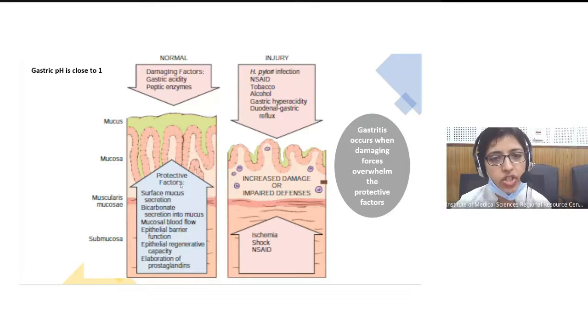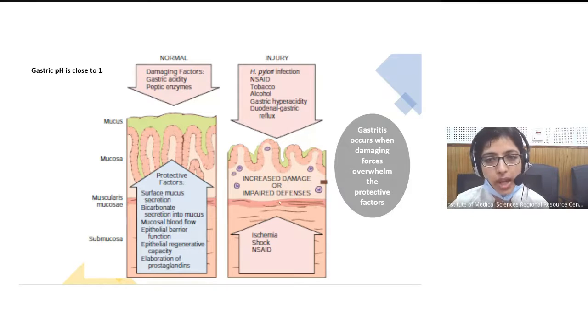So, under normal conditions, the protective factors outweigh the damaging factors, which are the acidity and the peptic enzymes, and so the stomach mucosa is protected from any kind of inflammation. Now, when does gastritis occur? When the damaging factors overwhelm the protective responses.